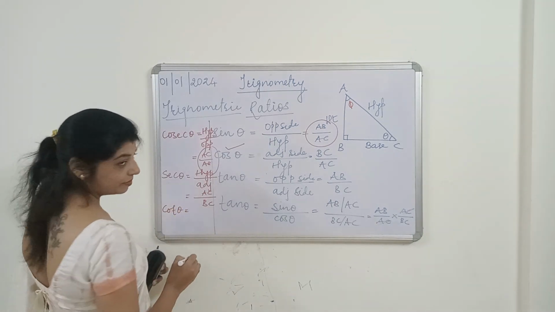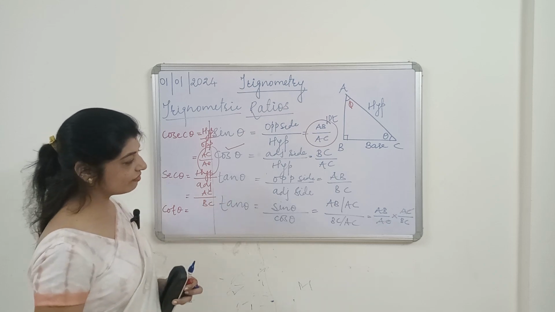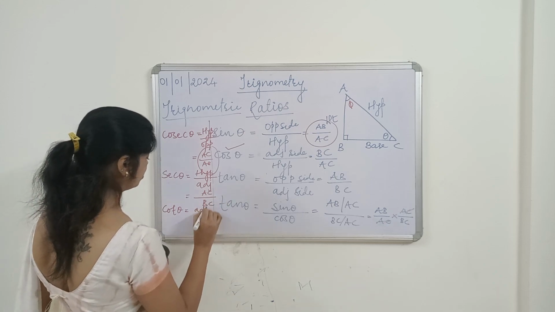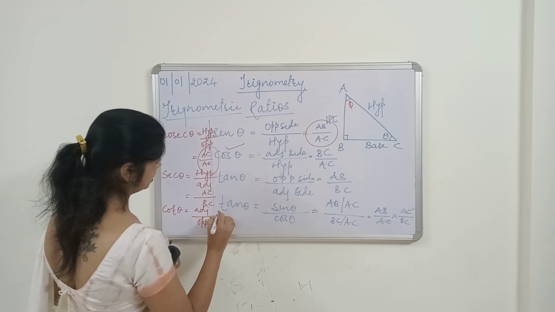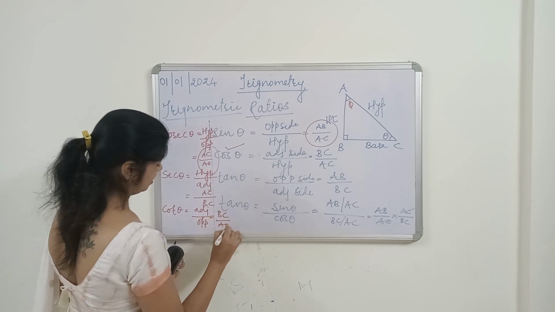Then comes cot theta. Cot theta is the reciprocal of tan theta. That becomes adjacent upon opposite, and what is that? That is BC upon AB.